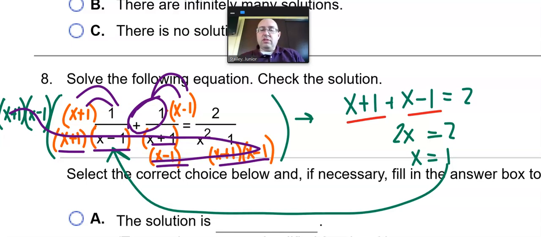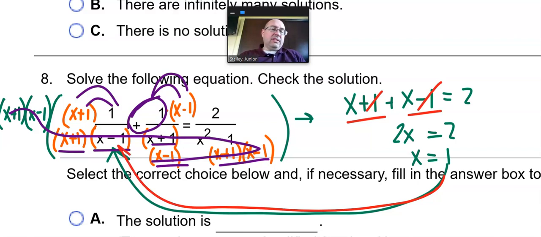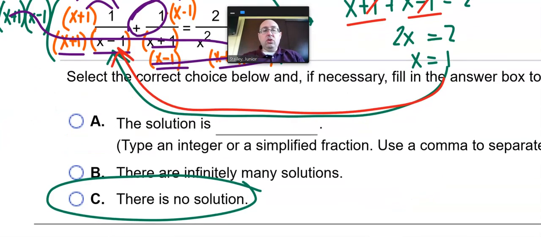So then you can add those two things together and get the 2x. The 1s are going to cancel out, right? And then you can just divide by 2 and you get a 1. Wait a second, that causes a problem right there. 1 minus 1 is 0 in the denominator. Ain't gonna happen. No solution. Moving on.